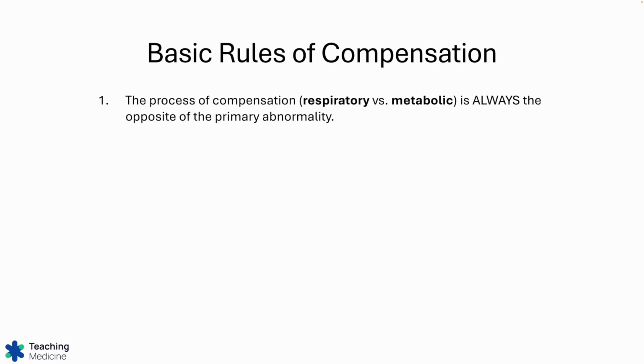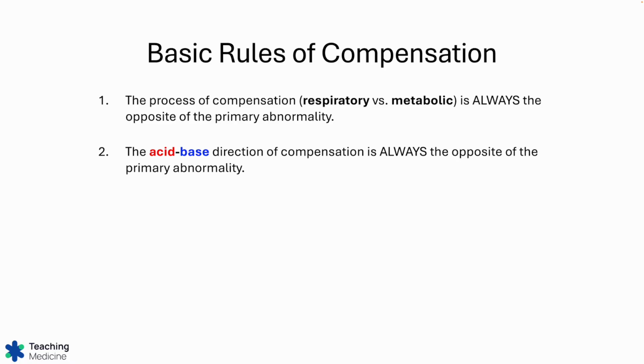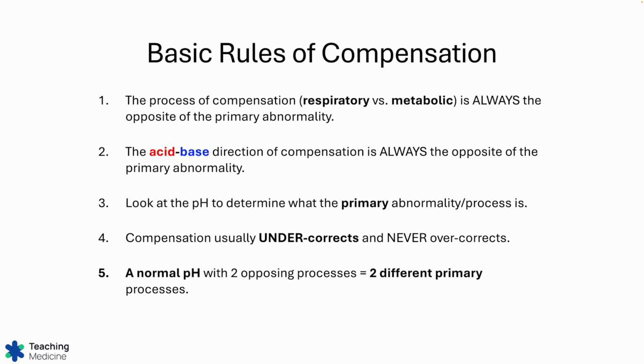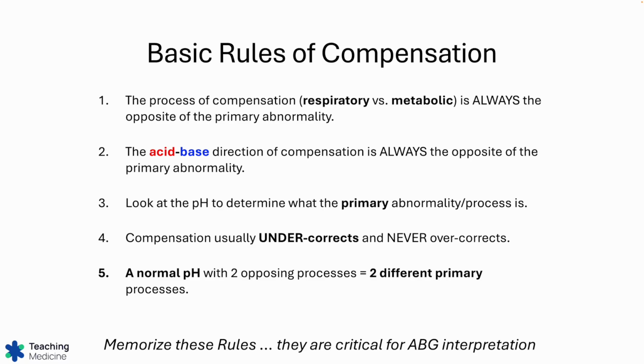The process needs to be the opposite of the primary abnormality, so respiratory versus metabolic. The acid-base direction also needs to be the opposite of the primary abnormality. Look at the pH to determine what the primary abnormality is. Compensation usually undercorrects and never overcorrects. And a normal pH with two opposing processes means that you have two different primary processes. Memorize these rules because they're critical for ABG interpretation.